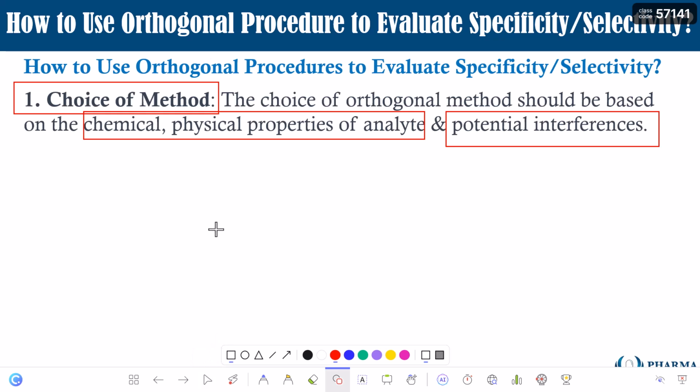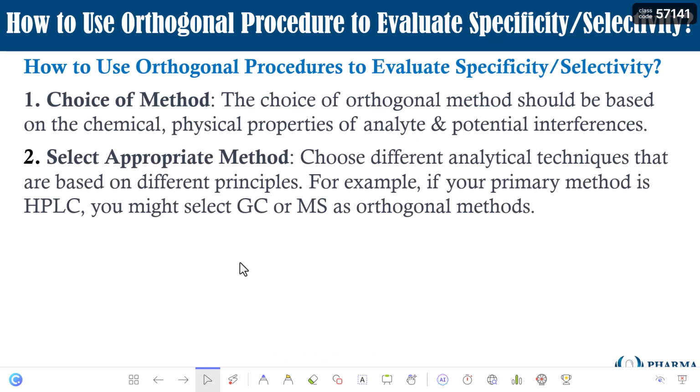For example, I have the HPLC method in hand, and if I select potentiometry as the orthogonal method, can it work? Absolutely not, because the potentiometry method is not going to be specific or selective. But if I think about MS or gas chromatography, that can be a better choice for an HPLC method. Select appropriate methods, meaning choose different analytical techniques that are based on different principles. For example, if your primary method is HPLC, you might select GC or MS as an orthogonal method.